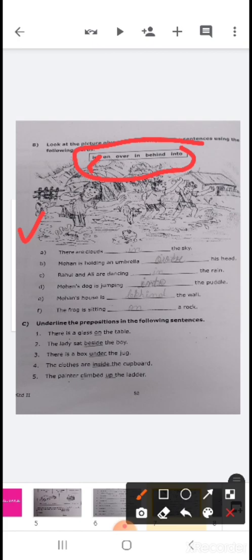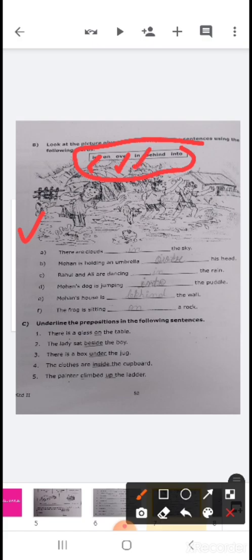Next is Mohan is holding an umbrella dash the head. Mohan is holding the umbrella over the head. C is Rahul and Ali are dancing dash the rain. Rahul and Ali are dancing in the rain.